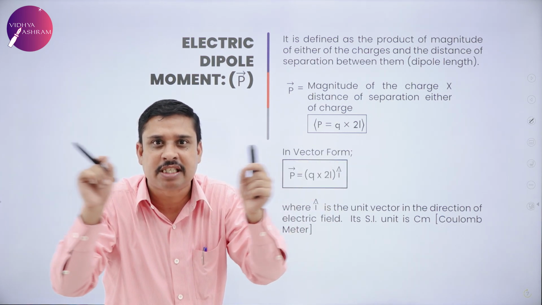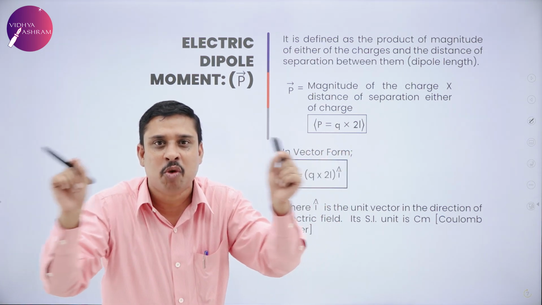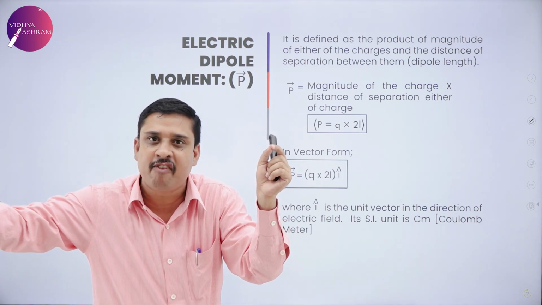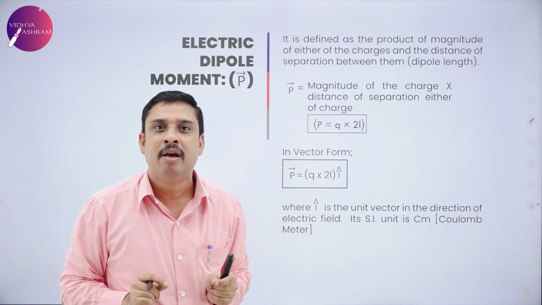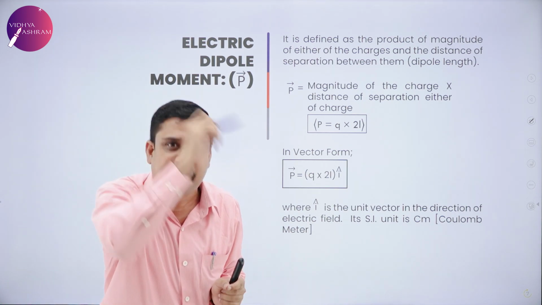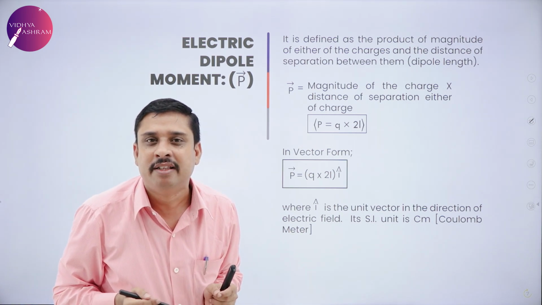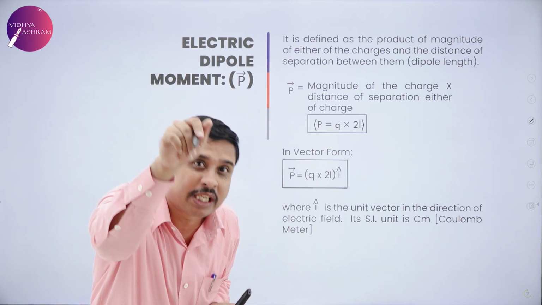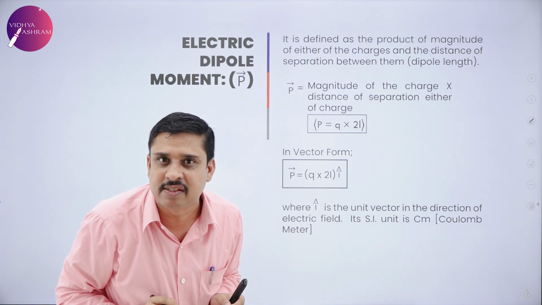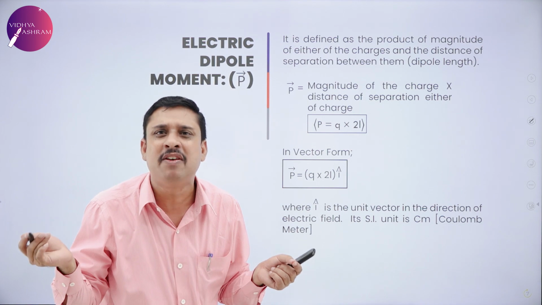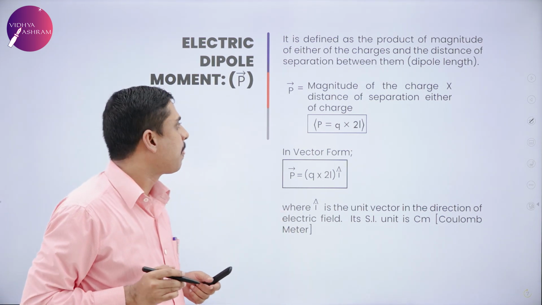Although the individual charges are separated by some distance, you may have plus q and minus q separated by a small distance, but still they have some field around it which will add to the existing field. Therefore, even though the total charge is 0, total field cannot be 0. Why? They are individual charges separated by some distance.